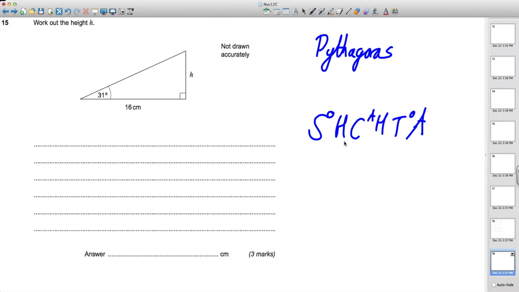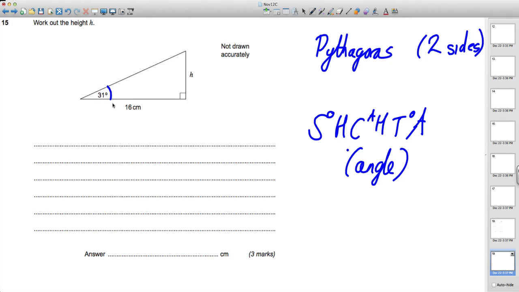Okay? So, for Pythagoras, you need 2 sides. You don't have 2 sides here. You only have 1 side given. So it must be SOHCAHTOA in particular because we've got an angle going on here. So the first thing you do is label your triangle with reference to the angle given.